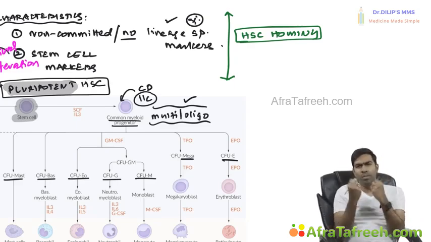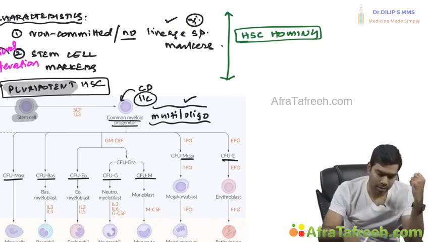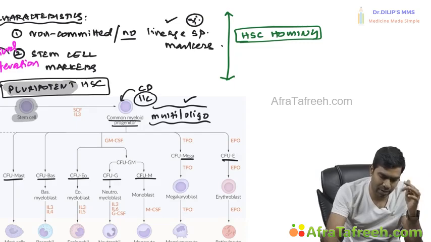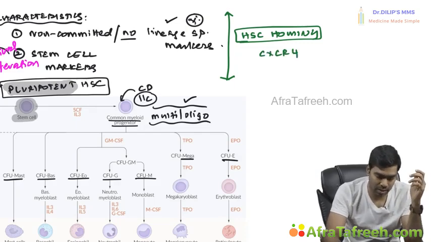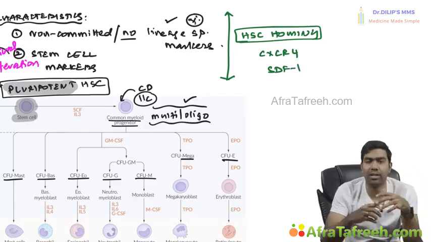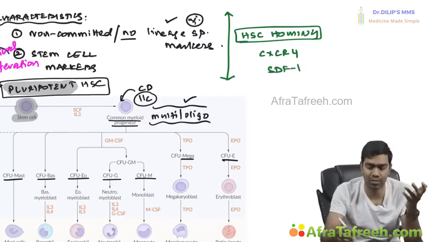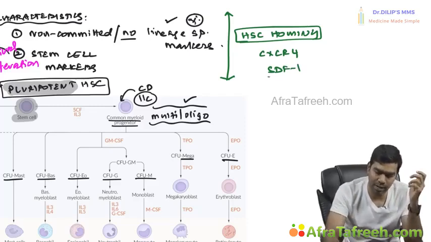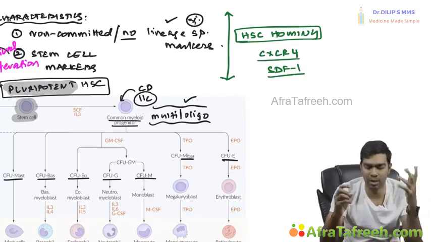So what are the things that home the stem cells within the marrow? Very important. There are two factors that are very important. One is CXCR4, the chemokine receptor, and the second is a chemokine-like factor called SDF1, stromal derived factor number 1. So these are the two things that are very important.